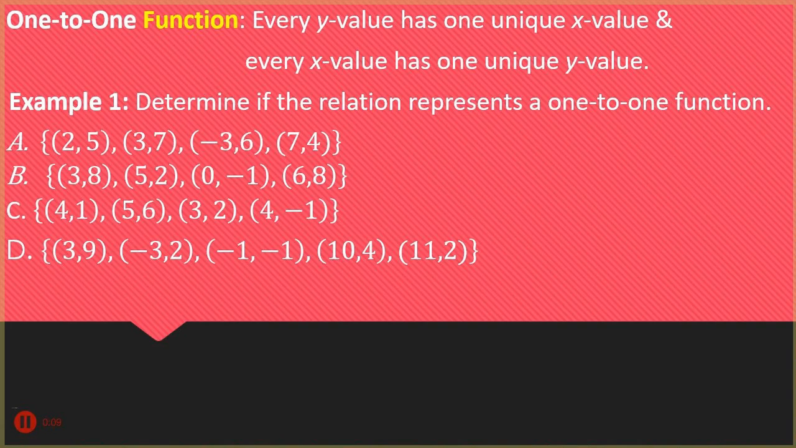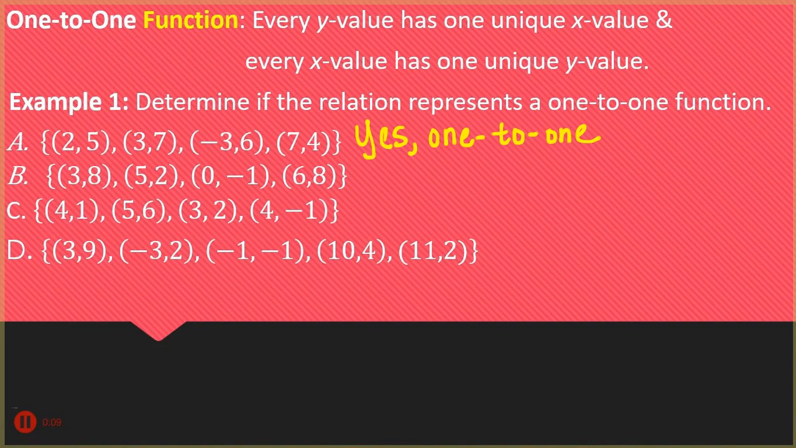Feel free to pause the video so you can copy down A, B, C, and D. So these are 4 different relations, and we're going to determine if they represent a one-to-one function. So I'm looking for repeats. So I see that my x values are 2, 3, -3, and 7, all different. And my y values are 5, 7, 6, and 4, also all different. So yes, this is one-to-one.